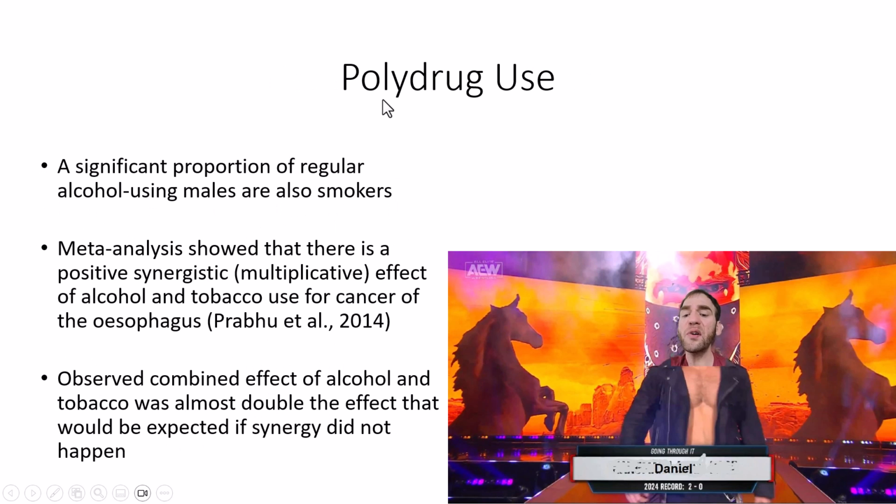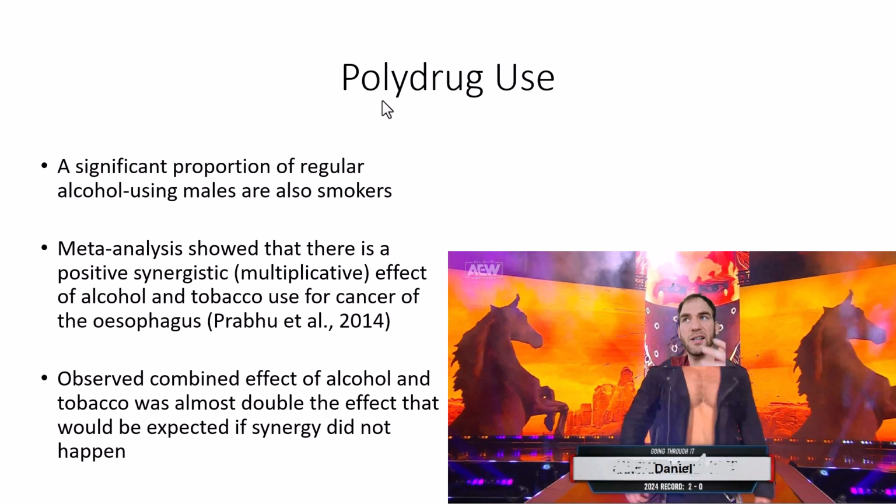Polydrug use. A significant portion of regular alcohol-using males are also smokers. A meta-analysis showed that there is a positive synergistic, that is, multiplicative, effect of alcohol and tobacco use for cancer of the esophagus in a 2014 study. The observed combined effect of alcohol and tobacco was almost double the effect that would happen if synergy did not occur. So polydrug use is basically using multiple drugs at the same time.